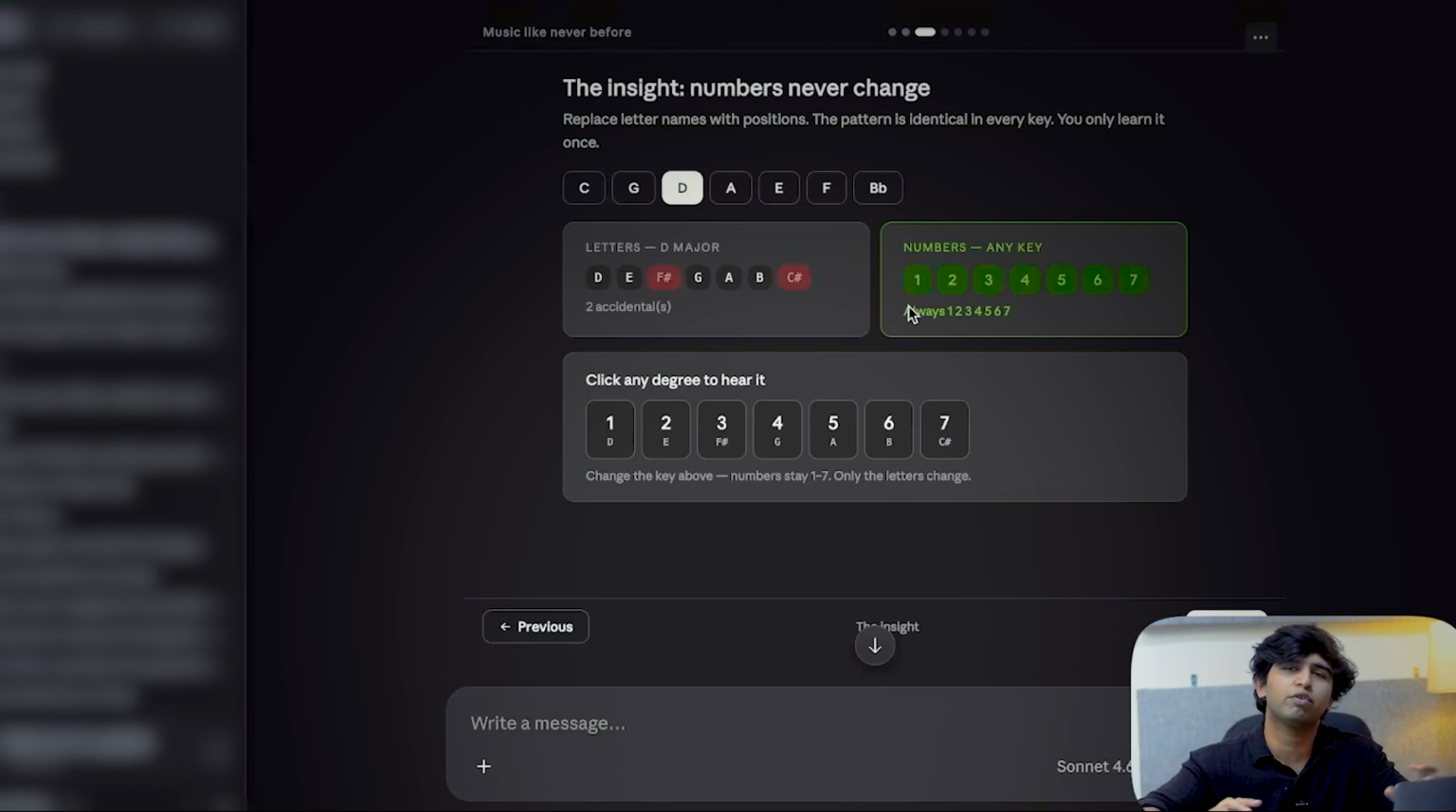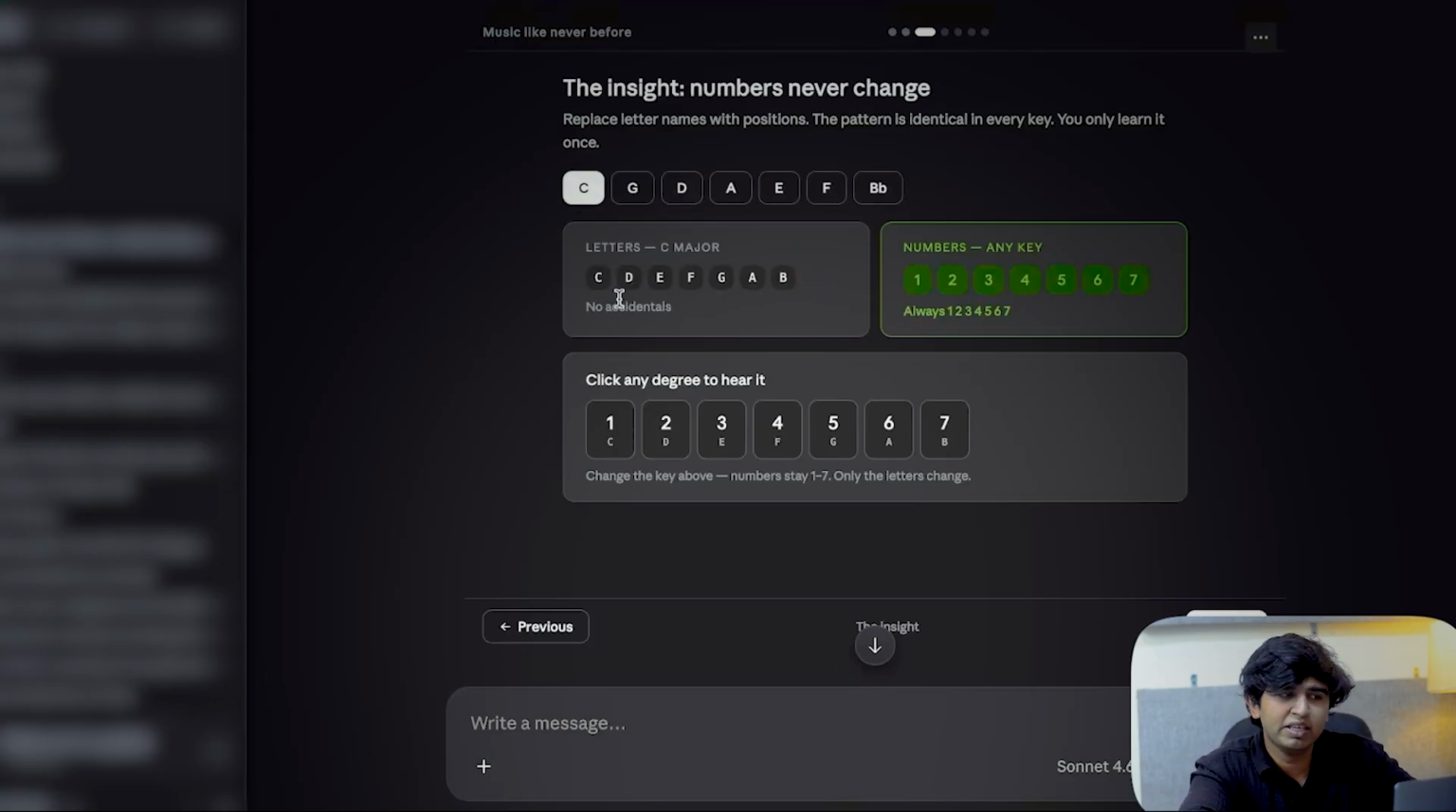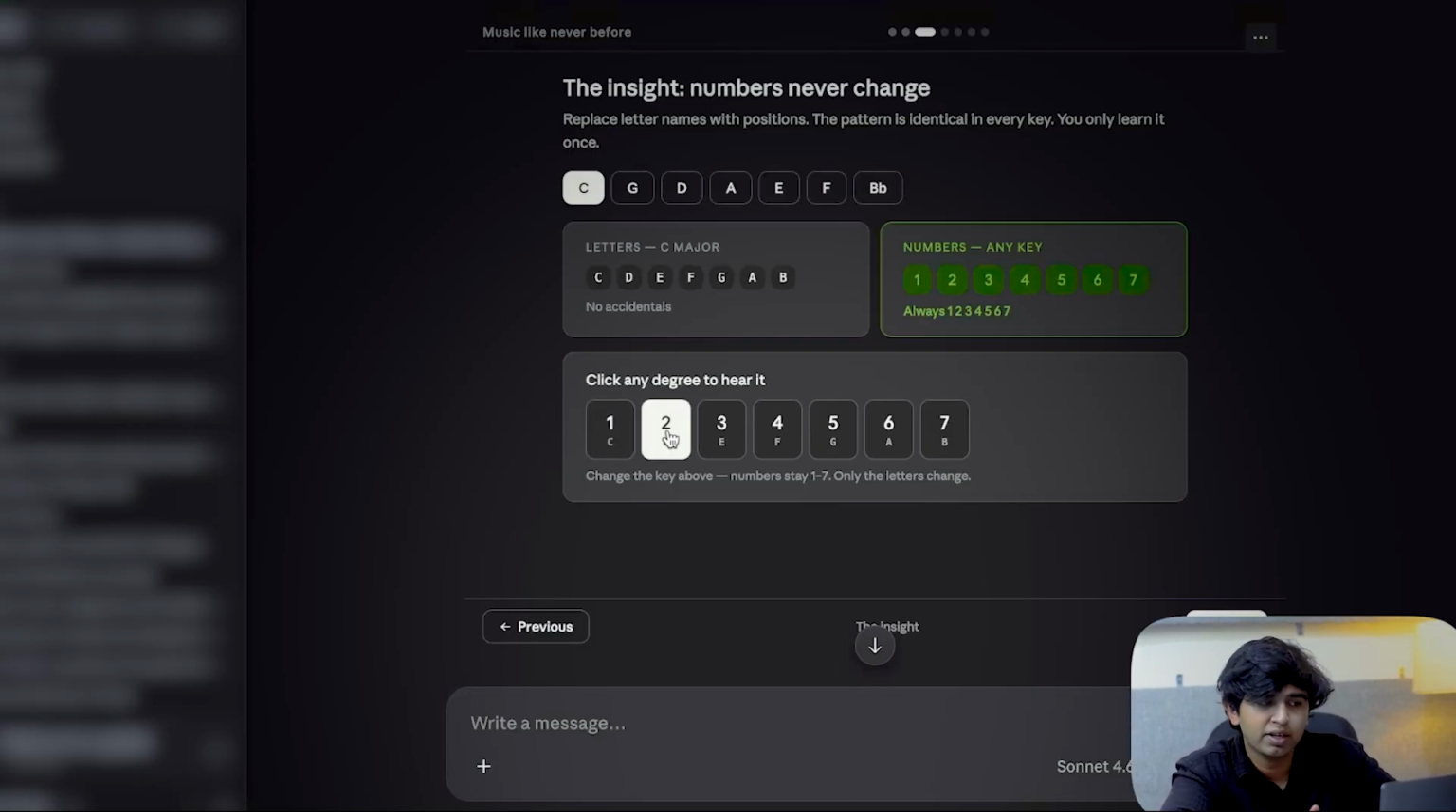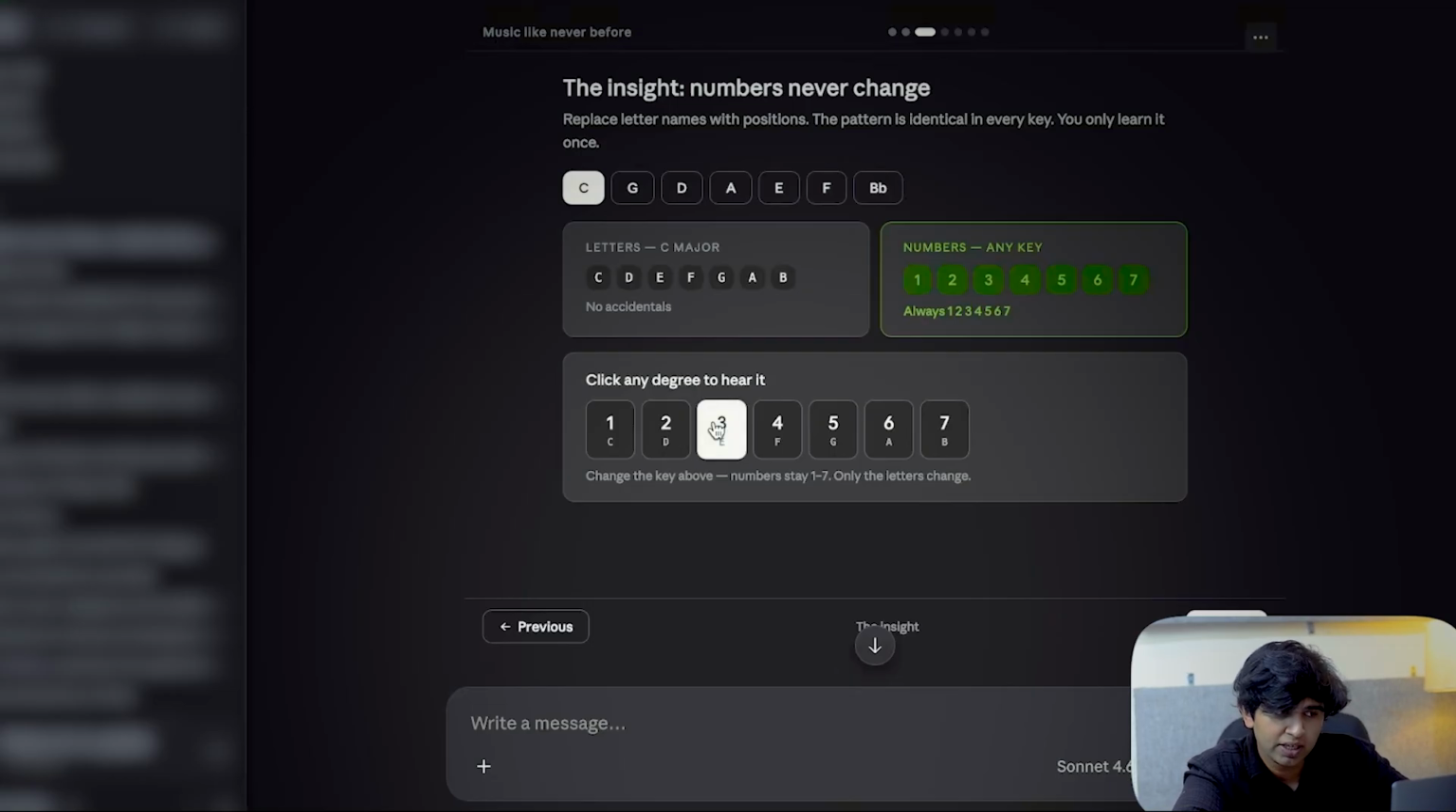So for example, if you take the scale of C major, the numbers would be: C would be 1, D would be 2, E would be 3, F would be 4, G would be 5, A would be 6, and B would be 7, right? Instead of memorizing the letter names, it was easier this way. So I'll just play the note and what it means. This is number 1, this is number 2, this is number 3, this is number 4, this is number 5, this is number 6, and this is number 7.